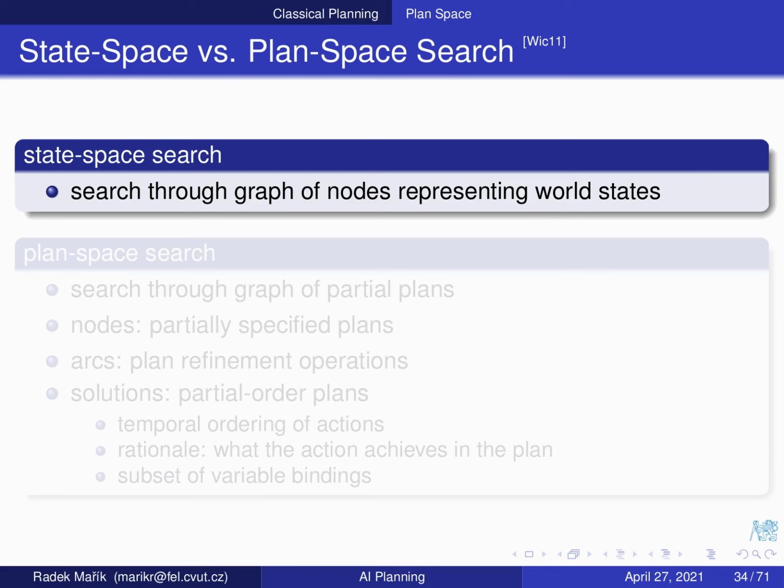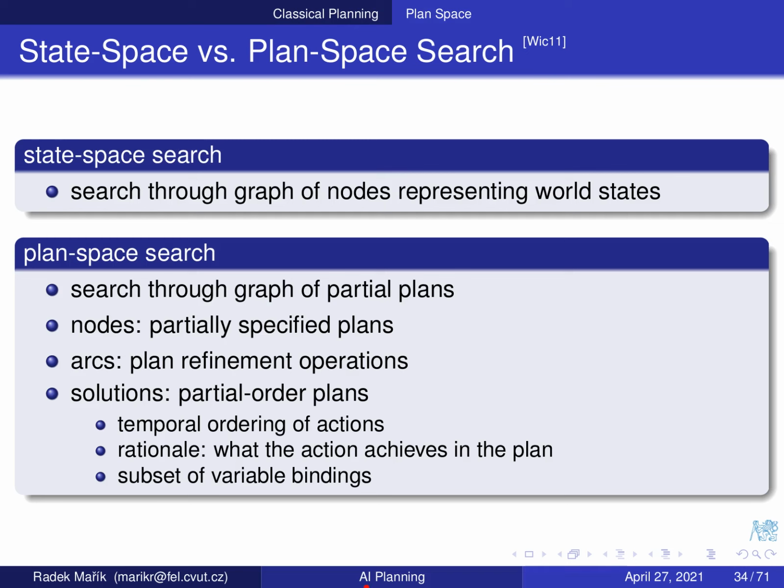So far, we spoke about the way that we search through the state space. So basically, we have a space of world states as a graph, and we search through that graph. However, it is also possible to search through the plans. In this case, each node represents a partially specified plan, and the edges are basically refinement operations of plans. In other words, a node is a plan. You perform a refinement operation, and you get another plan which is more specific.